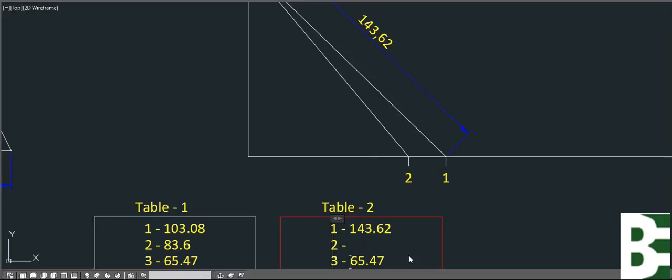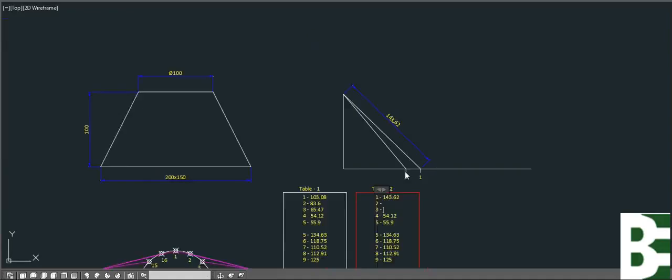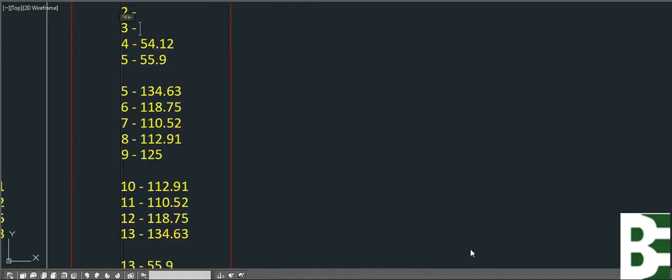Now remove all these dimensions in table number 2, because we need the dimensions made for table number 2, but we can calculate from the top view.